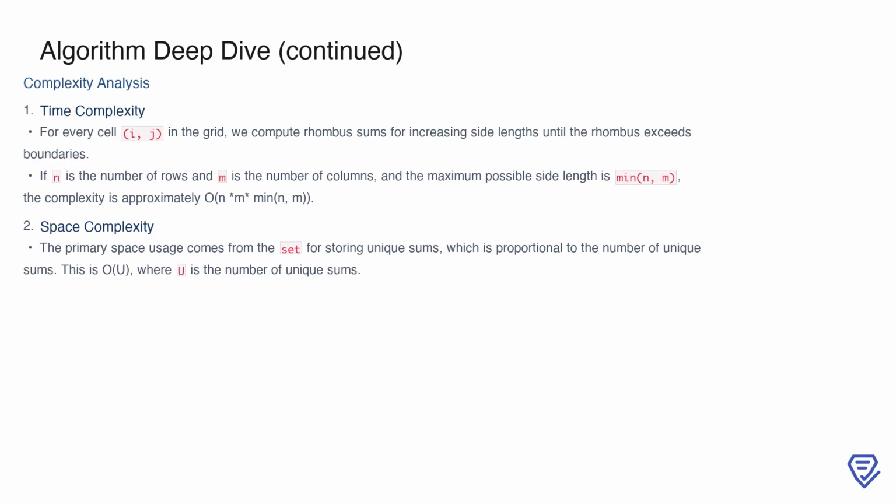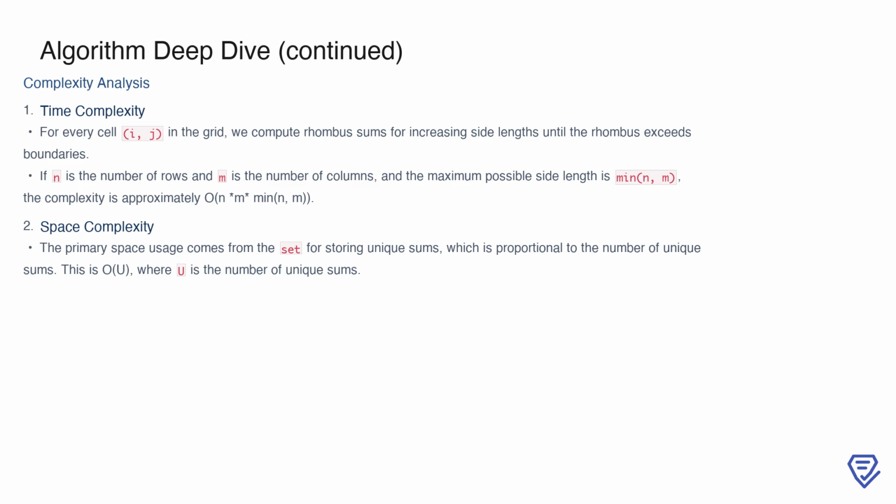Analyzing the algorithm's complexity gives us a clearer picture of its efficiency. For time complexity, we iterate through each cell in the grid, and for each cell, we compute rhombus sums for increasing side lengths until the rhombus exceeds the grid boundaries. If n is the number of rows and m is the number of columns, and the maximum side length is the smaller of n and m, the overall complexity is approximately O(n * m * min(n, m)).